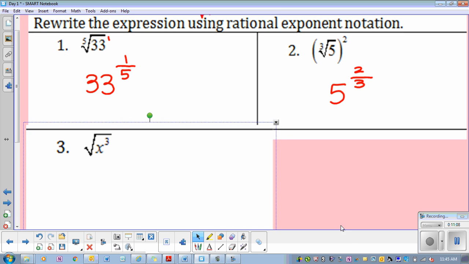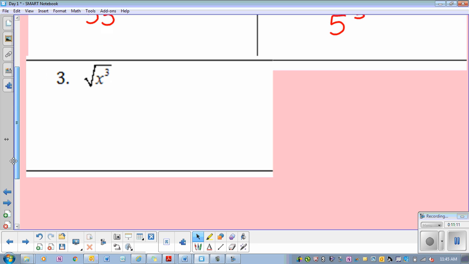Okay, number 3 right there. This is actually a very important one. If you look right here, is there a number for the root? No, but what would you call that? Square root. What does square tell you? 2. So if there is no number written there, then it's always 2, because it's square root. So this would be x to the what? 3 over 2, the 3 halves power, right? Does that make sense?